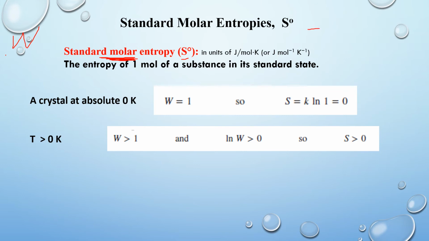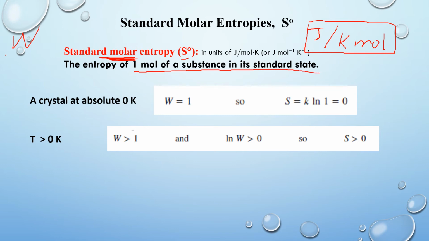So other than joule per Kelvin, now you involve the amount of substance, the number of moles, which goes into the denominator also. So S naught has a unit of joule per Kelvin per mole. The definition again is the entropy of 1 mole of a substance in its standard state. The standard state is basically the most stable form.